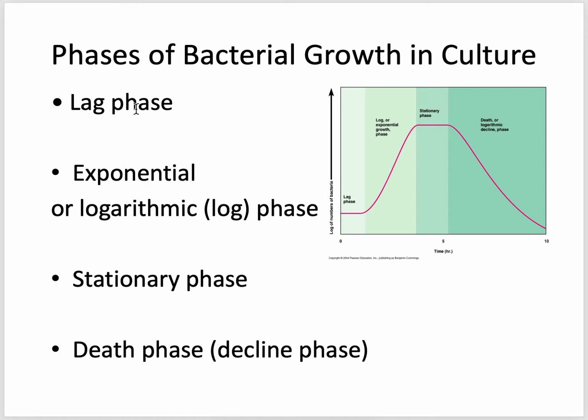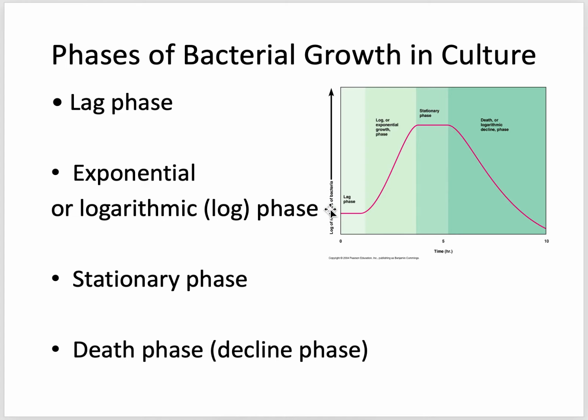So what are those phases? Lag phase, exponential or logarithmic phase, which is also called log phase, stationary phase, and death phase. If we represent these phases in a graph, on the x-axis you will put time, and on the y-axis you will put the number of bacteria, but not the normal number, you will put the log of the number of bacteria. Then the curve will look like this.